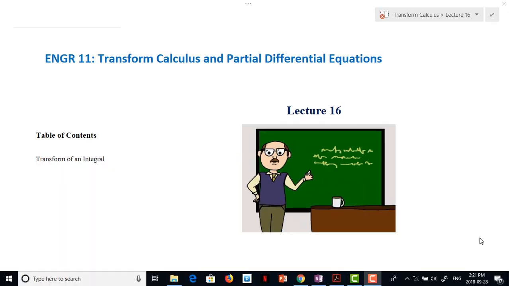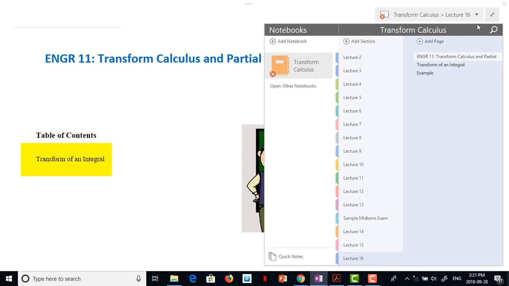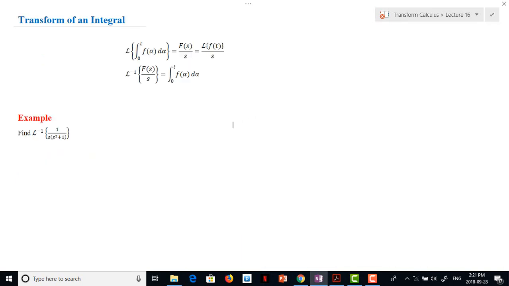Hello guys, we want to start our 16th lecture today. In this lecture, I want to talk about transform of an integral. Let's see what transform of an integral is and then solve some examples.